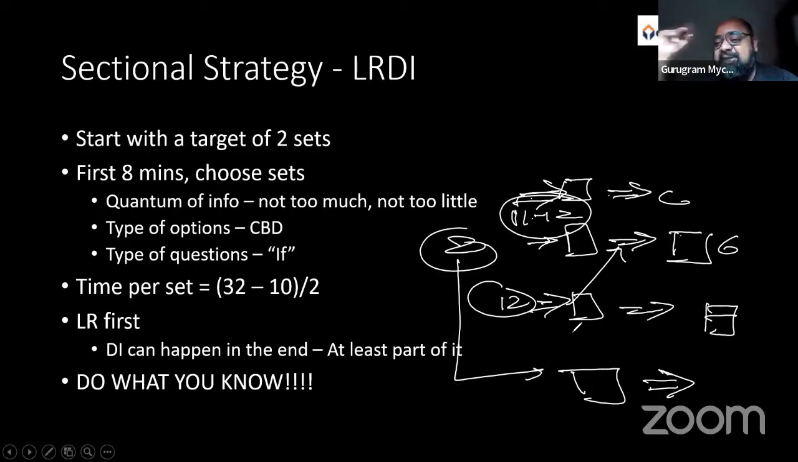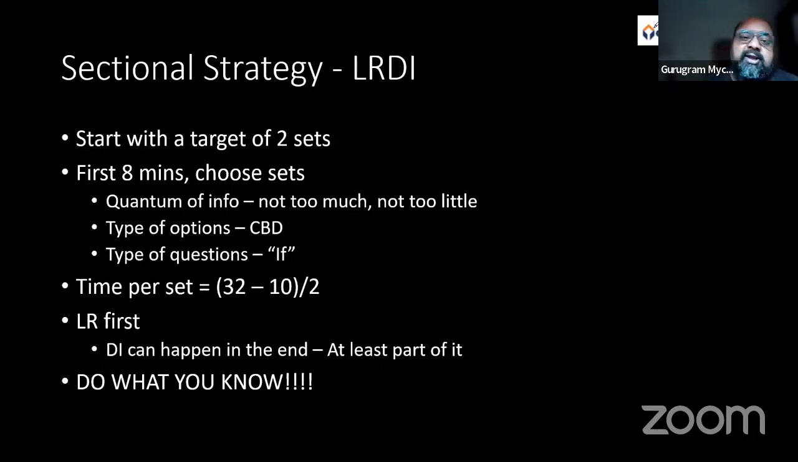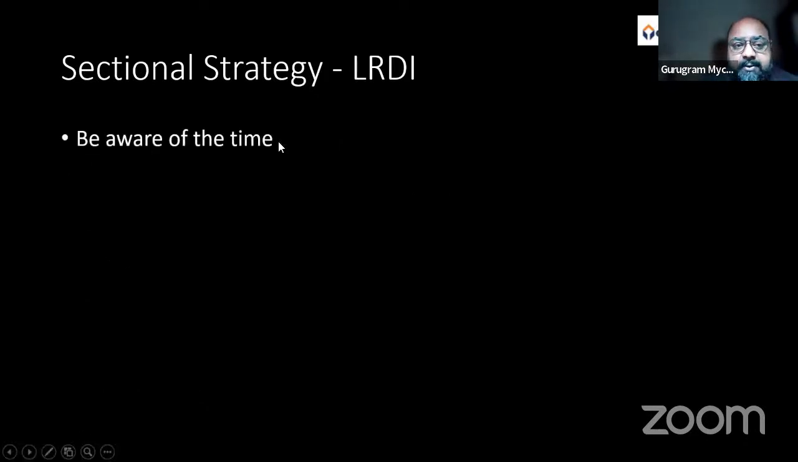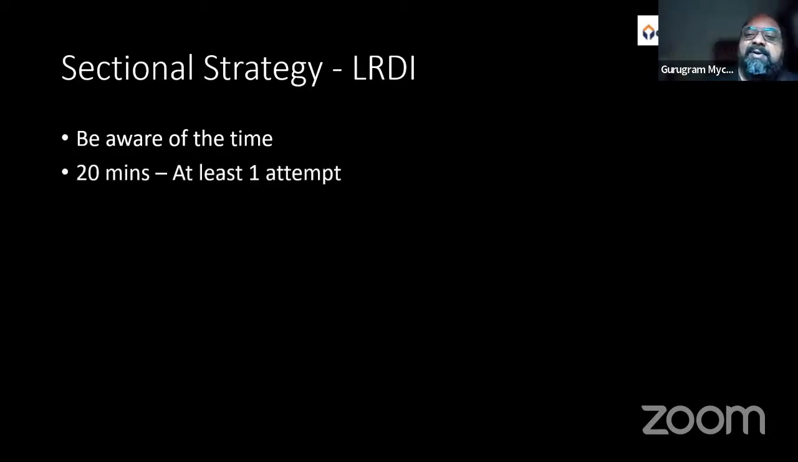That is when he realized that there was a DI set which could have been solved. Because of that, his overall attempt in the paper was only 2 questions. His English score was good, his math score was also good, but DI was completely finished. So stick to what you know, your core area, and then attempt the paper. Again, be aware of the time. As I said, you should develop a habit of looking at the clock every 5 minutes. Make it a friend, something that you keep looking at. No problem.